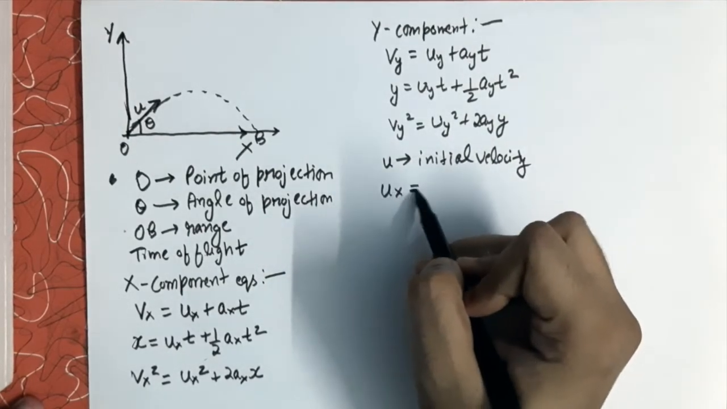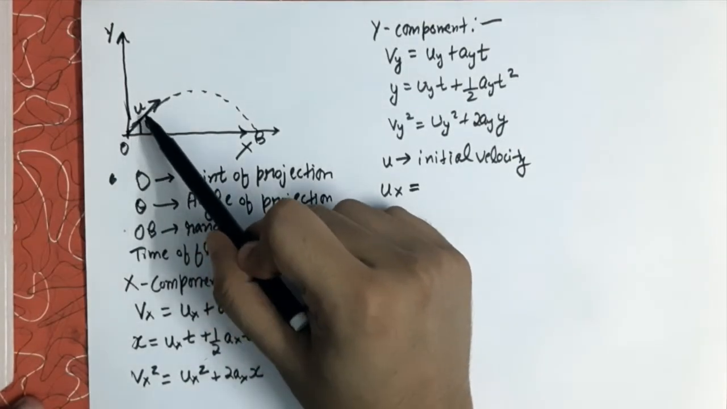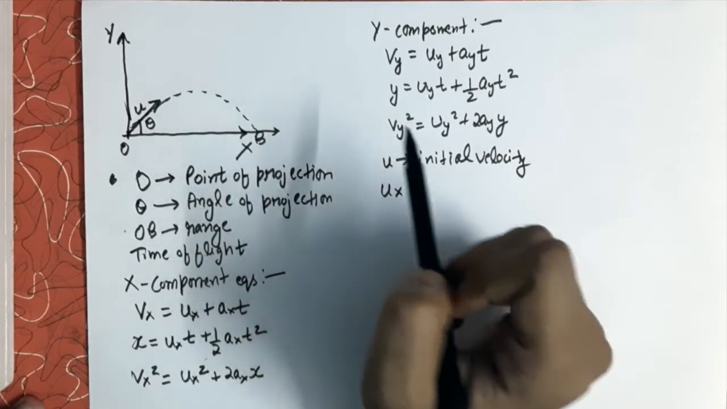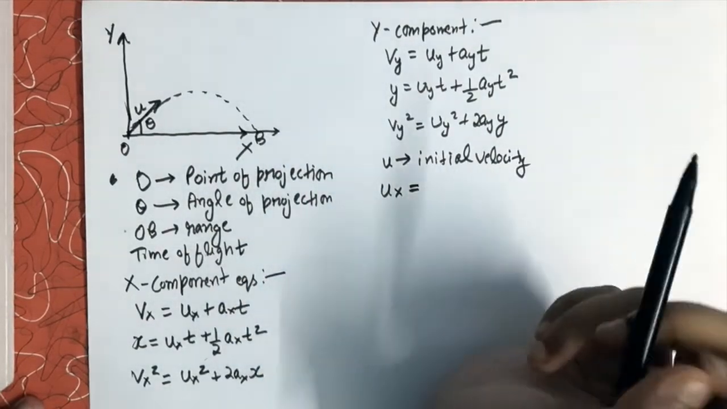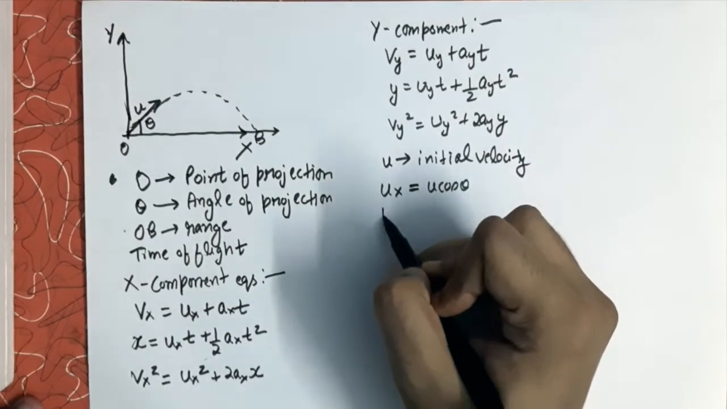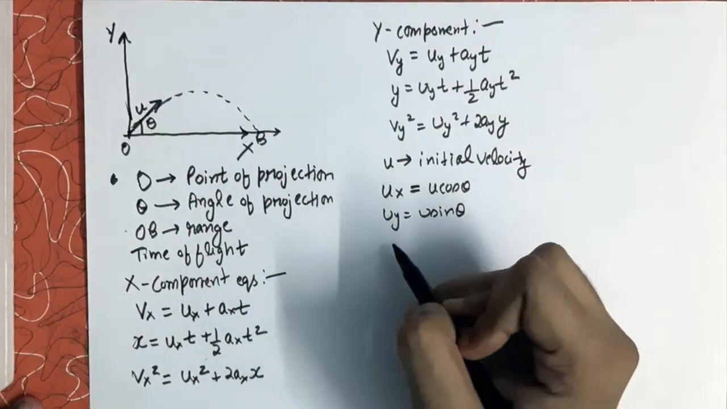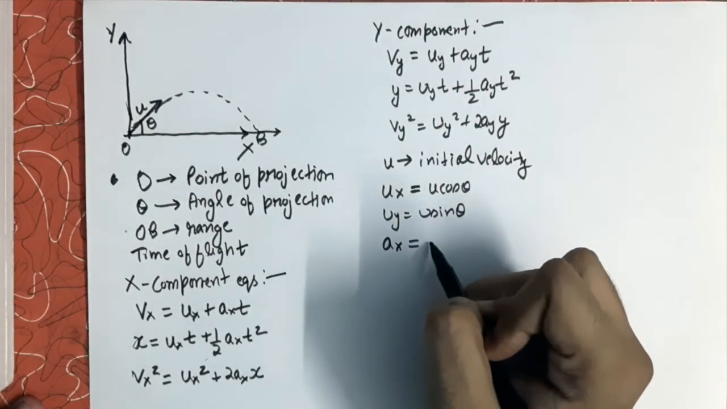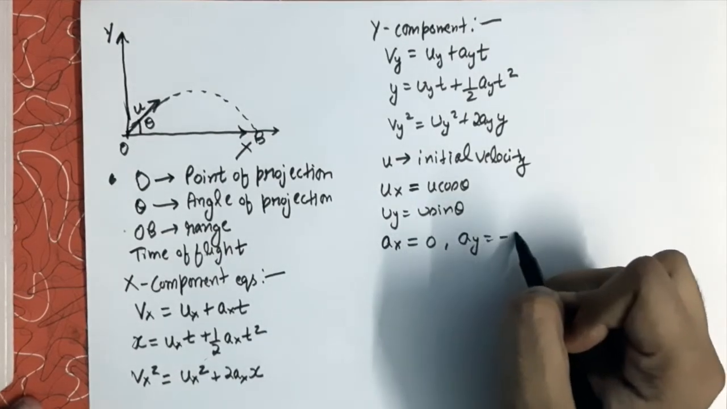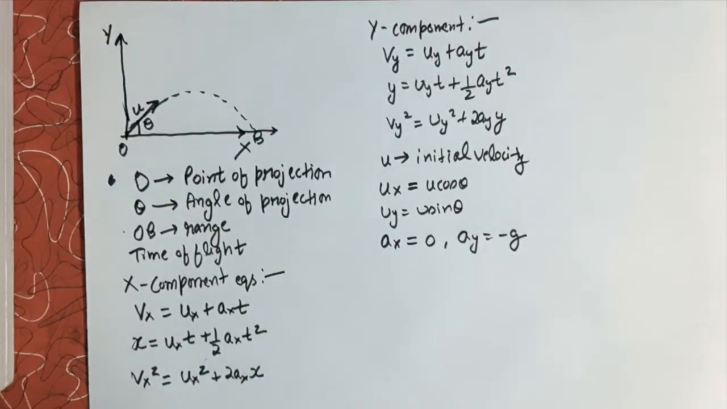Now u, as you know, is the initial velocity. What will be Ux? From the diagram you can see that u has two components, u cos theta and u sin theta. So Ux will be the initial velocity in the x direction, which is u cos theta. Uy will be u sin theta. Ax: there is no acceleration in the x direction, so it is 0, and Ay is minus g, because g is the downward acceleration due to gravity.